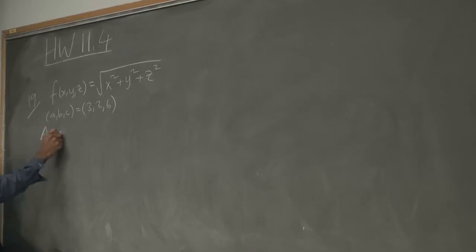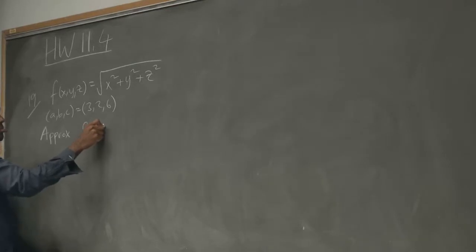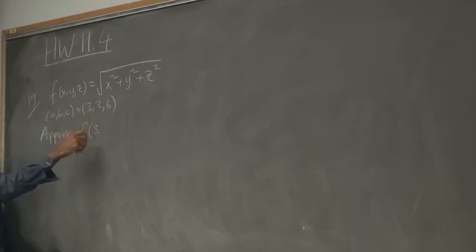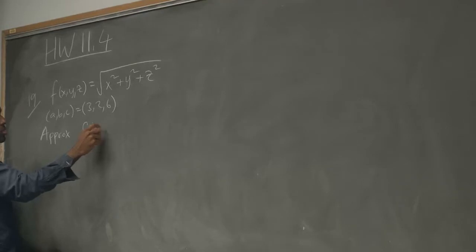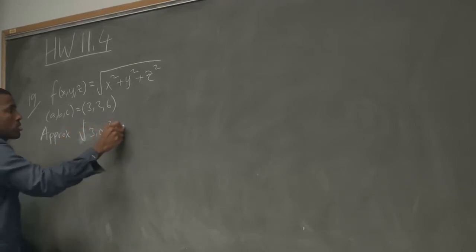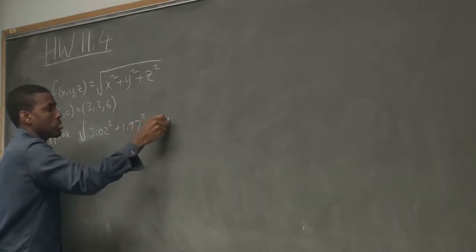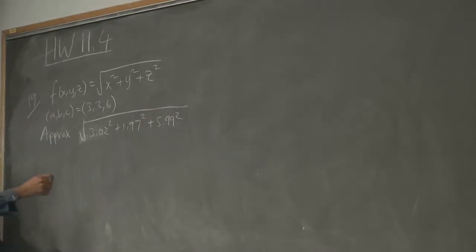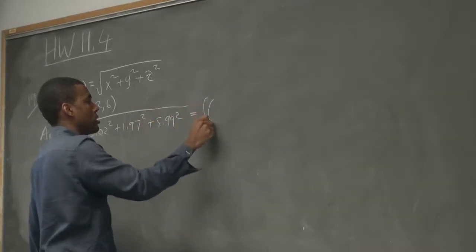You want to approximate. Should I read the question? Yeah, you can do that. It says, find a linear approximation of the function f of x, y, z equals the square root of x squared plus y squared plus z squared at (3, 2, 6), and use it to find the approximate number of the square root of 3.02 squared plus 1.97 squared plus 5.99 squared. Okay, that's just asking you to approximate f of this number.